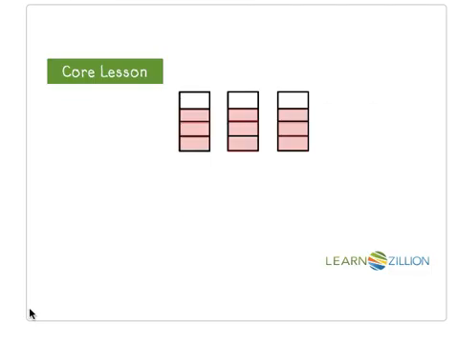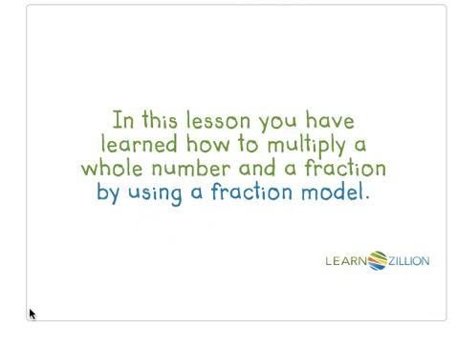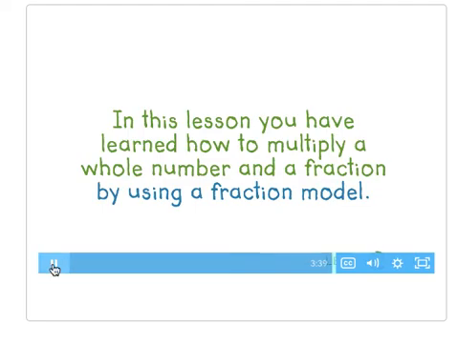3 groups of 3/4 is the same as 3 times 3/4, or 3/4 plus 3/4 plus 3/4, which equals 9/4. Daisy will need 9/4, or 2 1/4 cans of dog food. In this lesson, you have learned how to multiply a whole number and a fraction by using a fraction model.